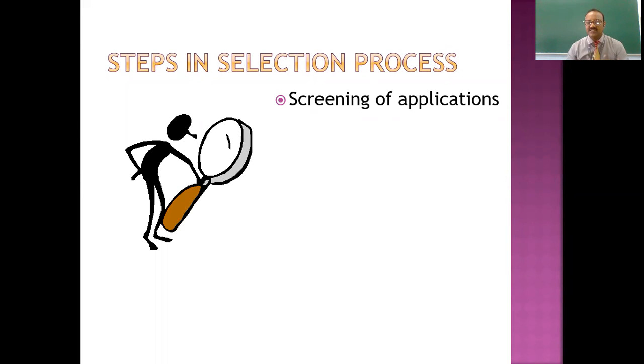So what do we do? We screen the applications. We go through the application and find out whether all the information given by a candidate is matching the job analysis. If information is not matching the job requirement, for example, it could be more than what we require, or it could be lesser than what we require, underqualified and overqualified, in both these cases we reject.